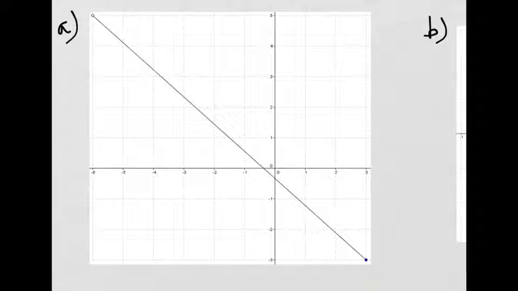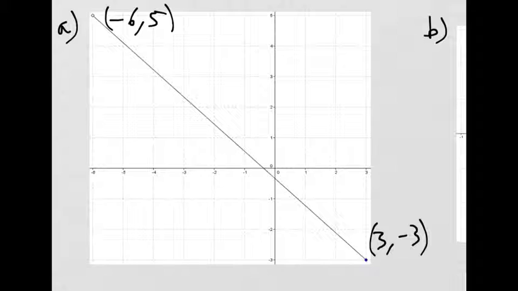It includes, what's this coordinate down here? (3, -3). It includes that point, but it does not include, what is this? (-6, 5). So we have a line that goes from (3, -3), everything in between, all the way up to (-6, 5), but not quite exactly (-6, 5). It goes everything up to that point, but not including it.